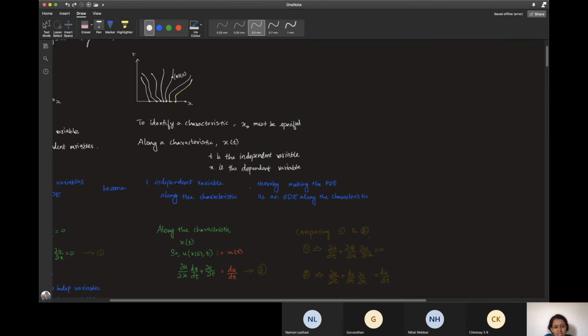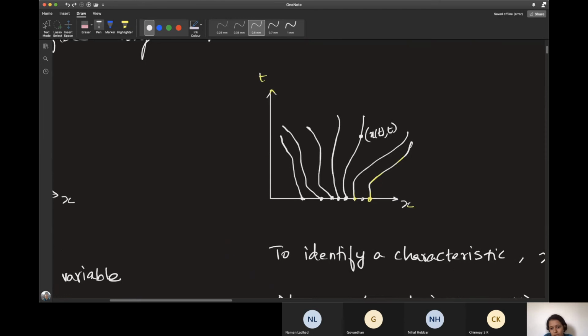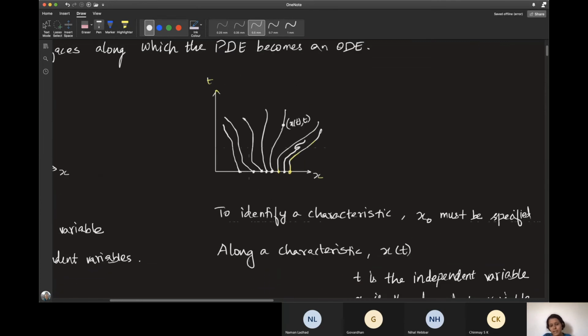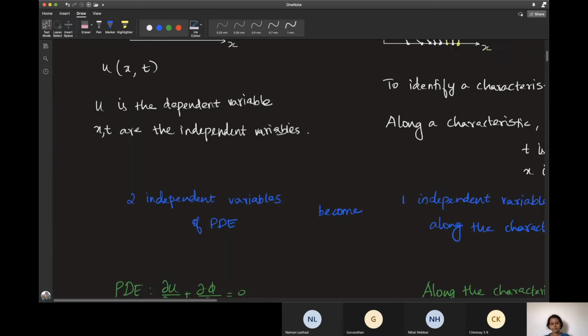Though I have identified some discrete points over here, the characteristics are everywhere. If you zoom into this region, I can still identify some other point and draw some other characteristic. So the characteristics are completely spread in the xt plane, and when you solve the PDE along a single characteristic, and proceed with this process for all the characteristics, you find the value of u along the whole xt plane. So that way you're solving the whole PDE.